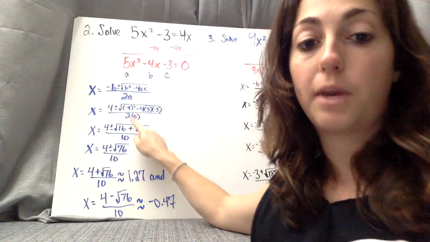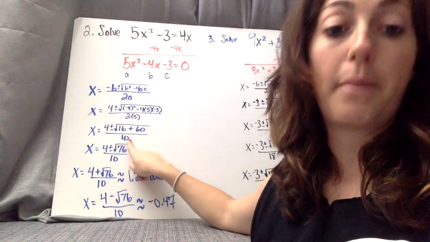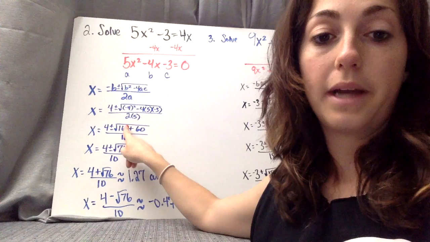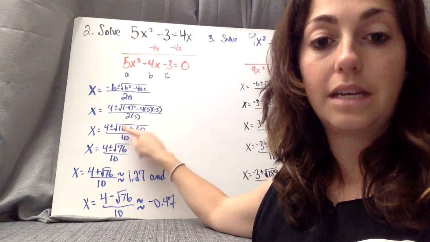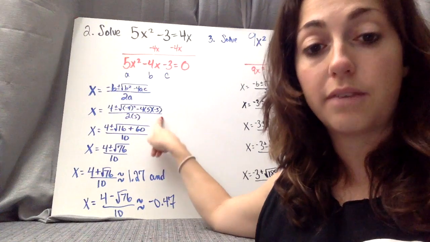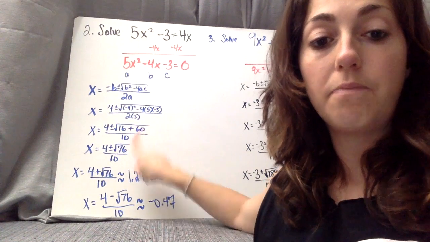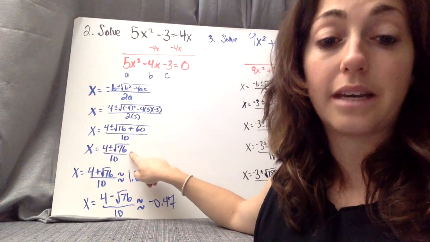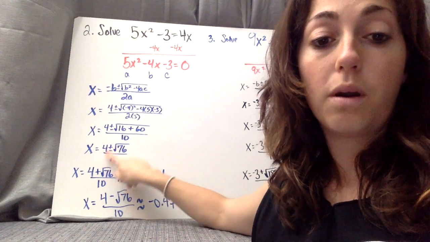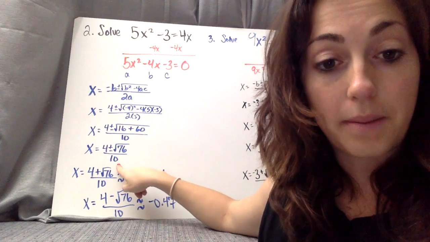In the denominator, I have 2 times 5. So 2 times 5, that's 10. Let's not forget about it. Now I have 4 plus or minus. Negative 4 squared is 16. Negative 4 times 5 is negative 20 times negative 3 is positive 60. 16 and 60 is the square root of 76. So I have 4 plus or minus square root of 76 divided by 10.